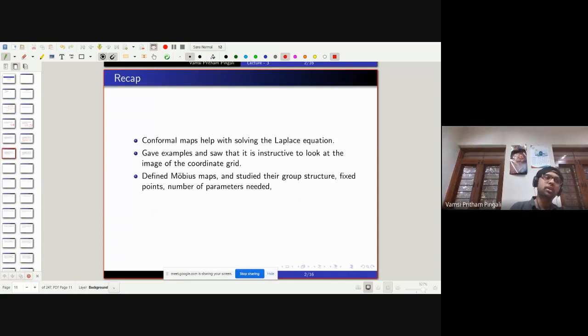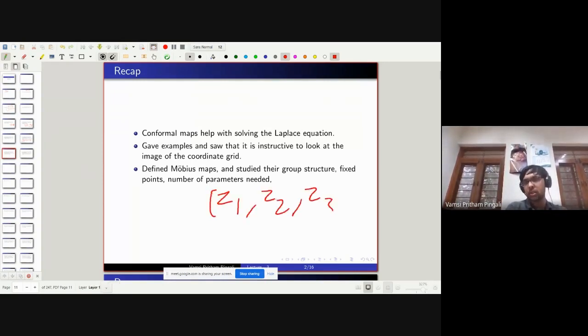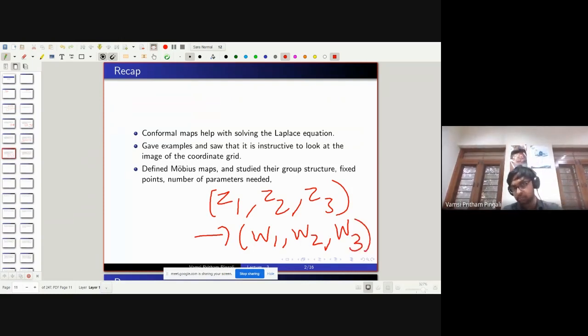We saw that you needed exactly 3 complex parameters to uniquely specify a Mobius map, not 4, as you might naively think, because at least one of these parameters is non-zero, and you can divide by that parameter and make it 1. We also saw, related to this fact, that given any 3 distinct points on the Riemann sphere, and it's crucial that they're distinct, you can map them to any 3 other distinct points on the Riemann sphere by means of a unique Mobius map.